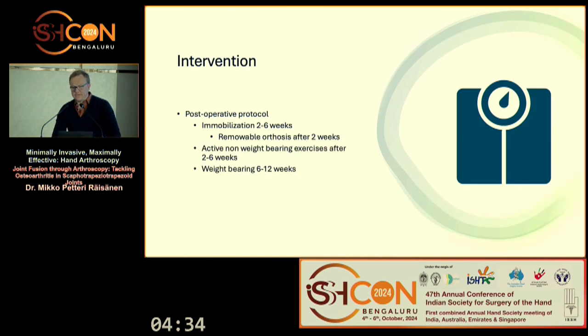Postoperative protocol: immobilization 2 to 6 weeks, removable orthosis after 2 weeks, active non-weight bearing exercises after 2 to 6 weeks, weight bearing about 6 to 12 weeks.